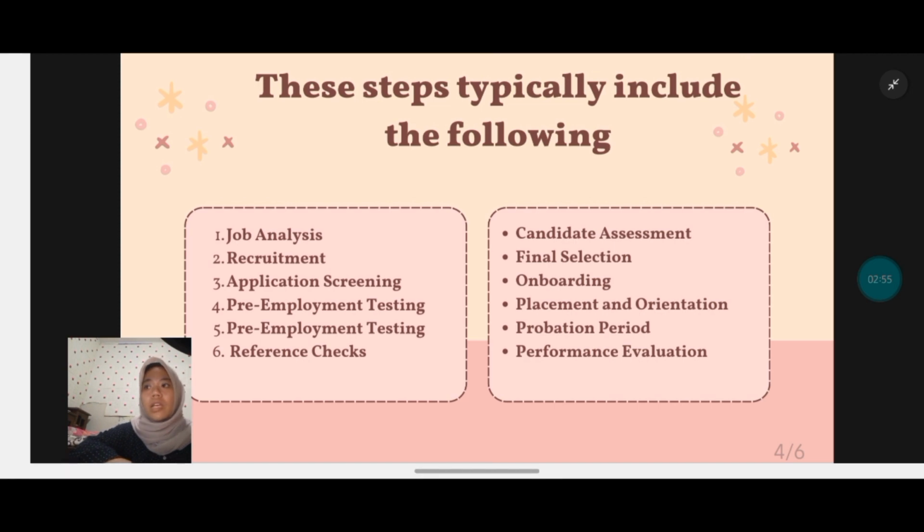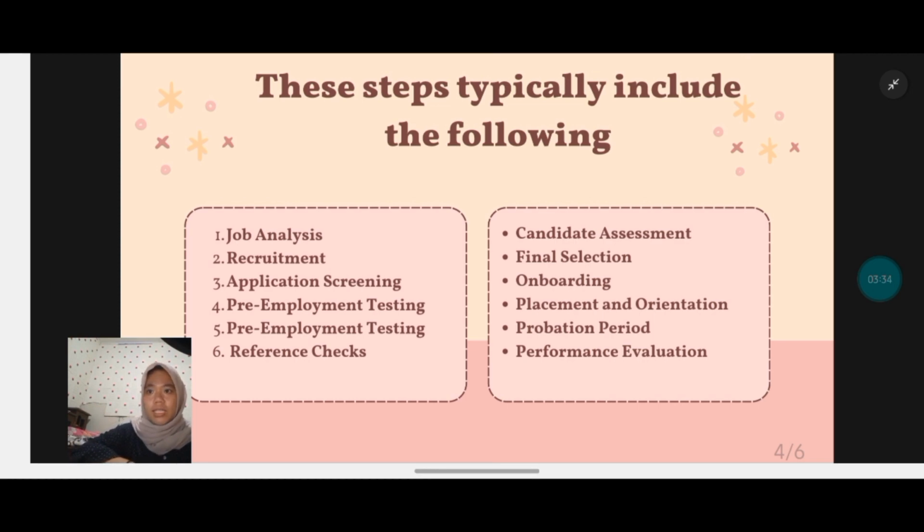Number 3, application screening. As applications come in, you need to screen them to identify candidates who meet the basic qualifications for the position. This can involve reviewing resumes and cover letters. Number 4, pre-employment testing. Some organizations use employment testing to assess specific skills, knowledge, or aptitudes relevant to the job. This test can help narrow down the pool of candidates.